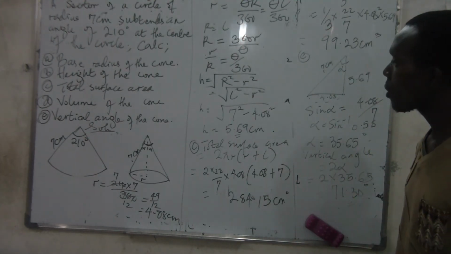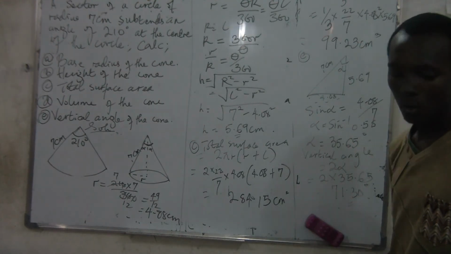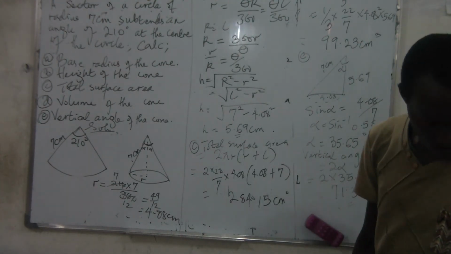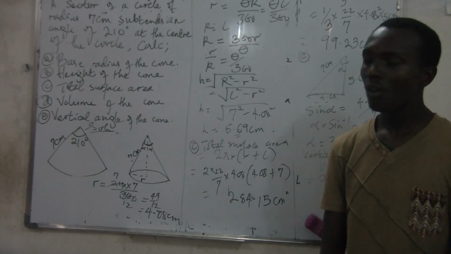So that is what we look at when we are converting a sector to a cone. In our next class, we will look at a pyramid and a frustum.